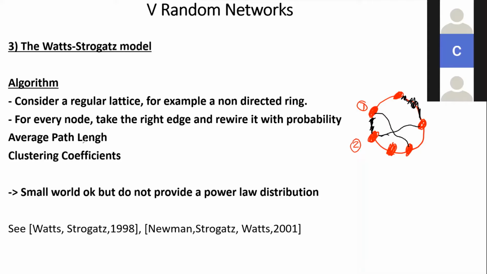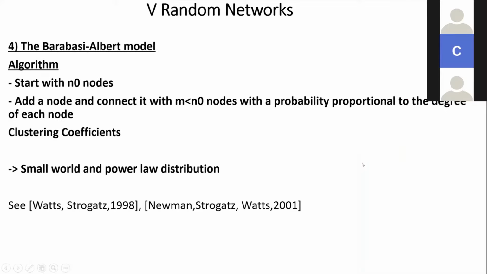Okay, and then this gives the small world and clustering, but not the power-law distribution. So then came the Barabási-Albert model, where you increase the nodes of the network.